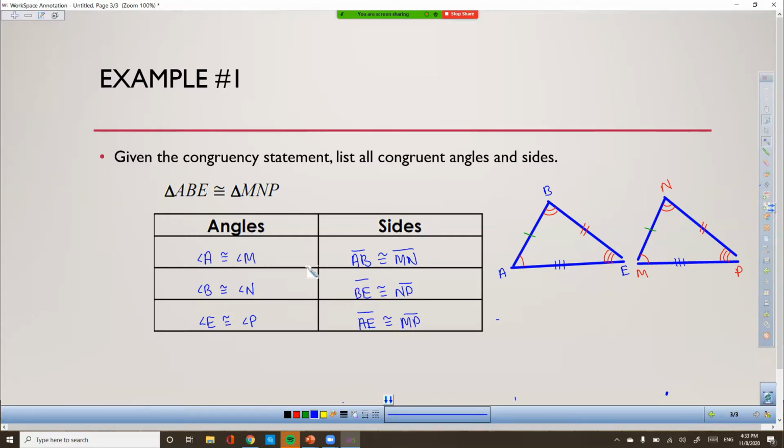And again, I can get all of this information just by simply knowing my congruency statement because the order is very, very important.